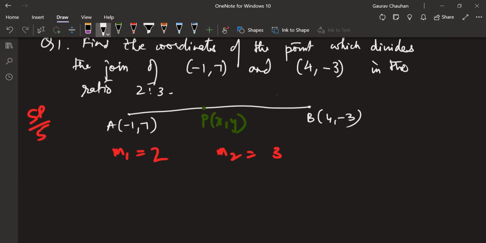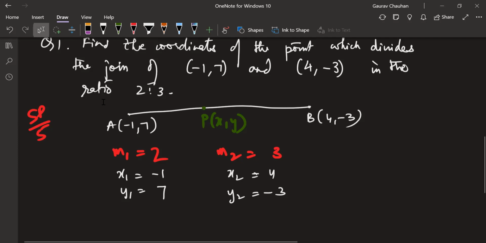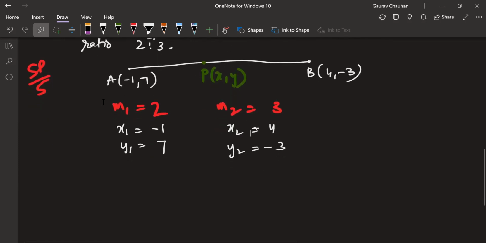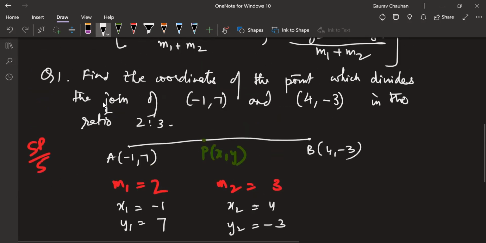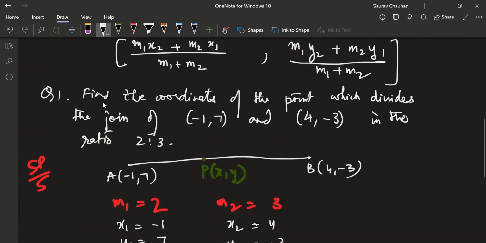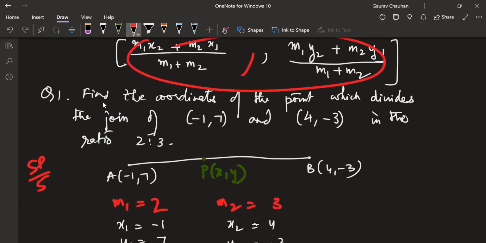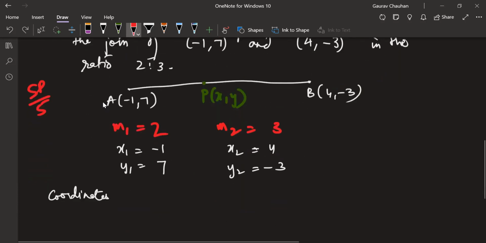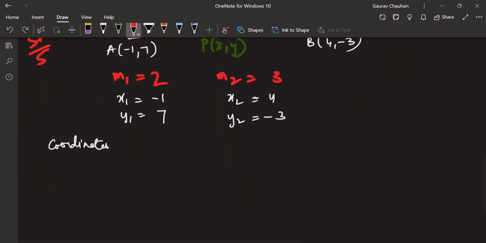So now M1 is 2, M2 is 3. Now everything else is simple. You can write x1 is equal to -1, y1 is equal to 7, x2 is equal to 4, and y2 is equal to -3. Why am I writing this? Because when I fill the formula, it'll be much easier. Now it's going to be confusing if I write the coordinates as they are with a comma in between. If you can handle it that way, go ahead. I will not do it like that.